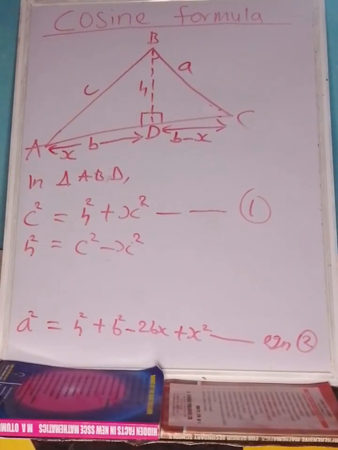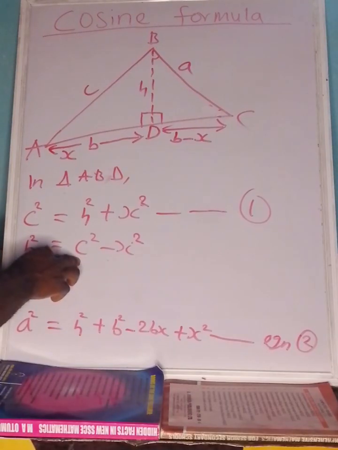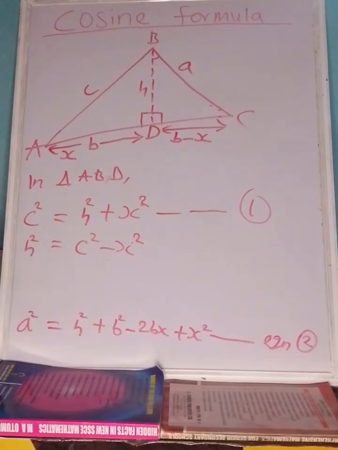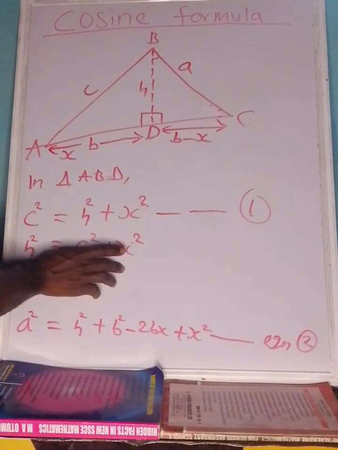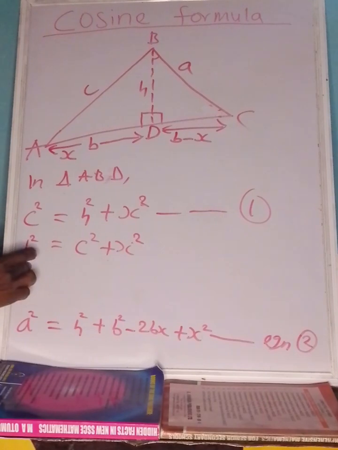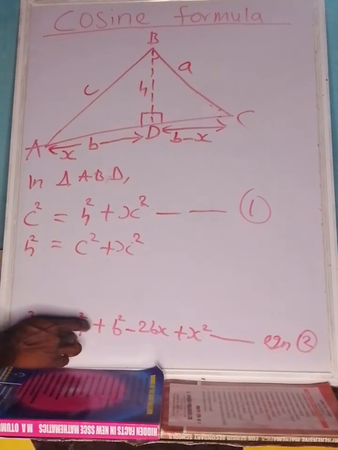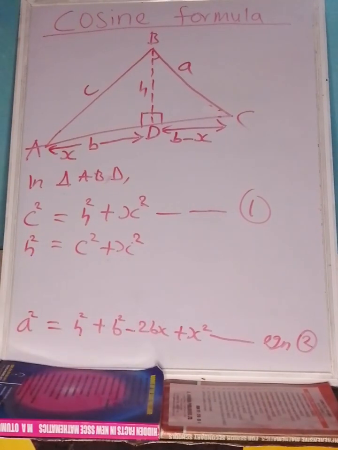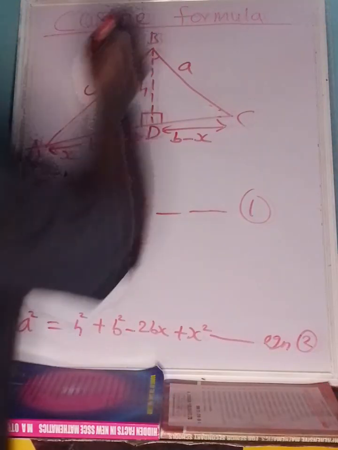At this point, what do we do? They have told us that the square of h is equal to the square of c plus the square of x. So we are going to substitute the value for h squared into our h squared in equation 2. All right, let me try to write our equation 2 here so that we will not forget.